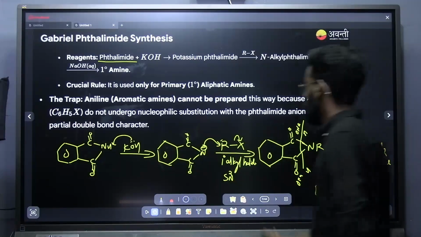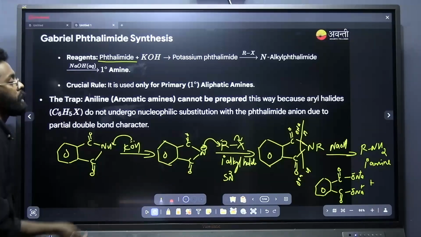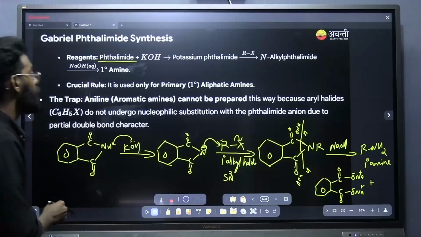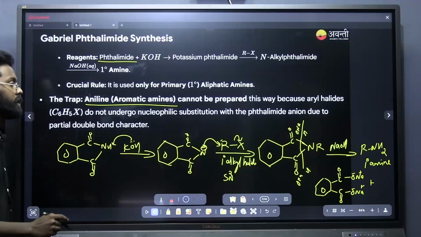And as we can only use primary alkyl halide because it is an SN2 mechanism, we can't prepare secondary amine or tertiary amine. And not only that one, we can't prepare aniline also, the aromatic amine, that is aniline.